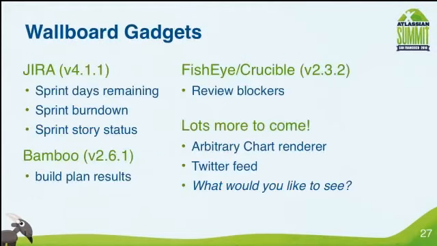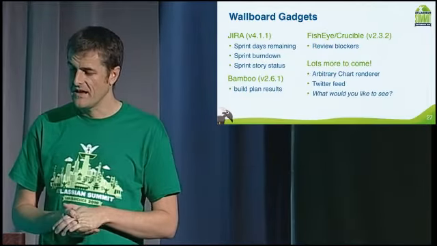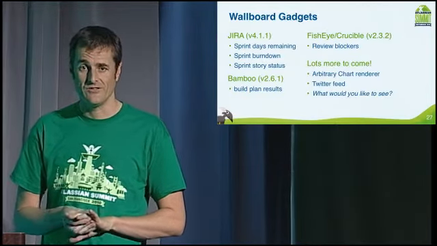So what can you get now as gadgets? You can get sprint days remaining, you can get the burndown and story status. From FishEye and Crucible, you can get that review blockers chart, the nagware. From Bamboo, you can get build plan results. We want to hear what you want. We just in the last week built that Twitter gadget so that you can put a Twitter feed up, but we really want to hear what you want to see there.